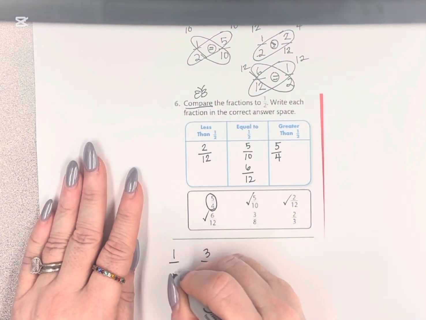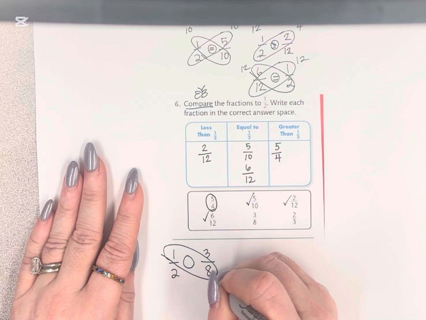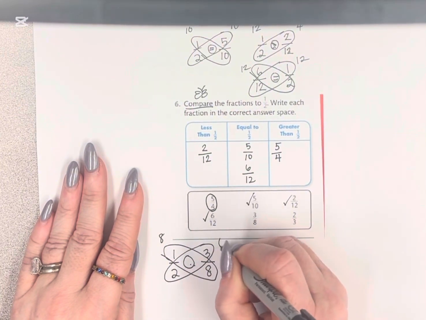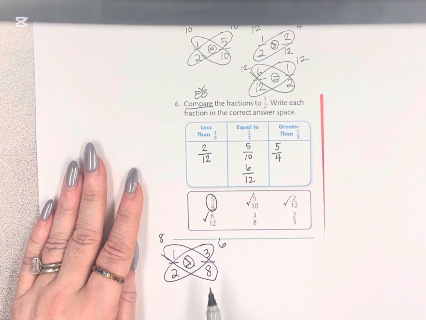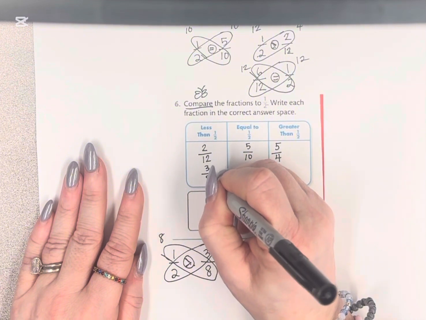3/8. 1/2. Circle in the middle. 8 times 1 is 8. 2 times 3 is 6. So 1/2 is greater than 3/8, which means 3/8 is less than 1/2.